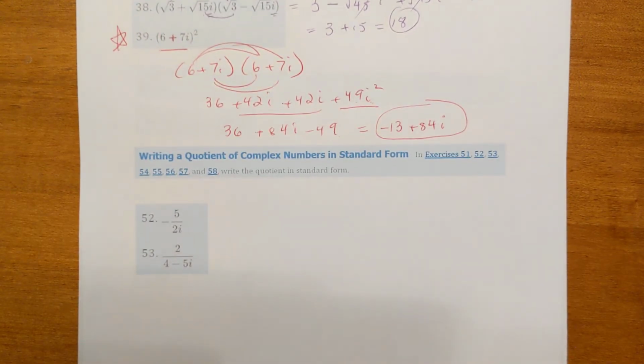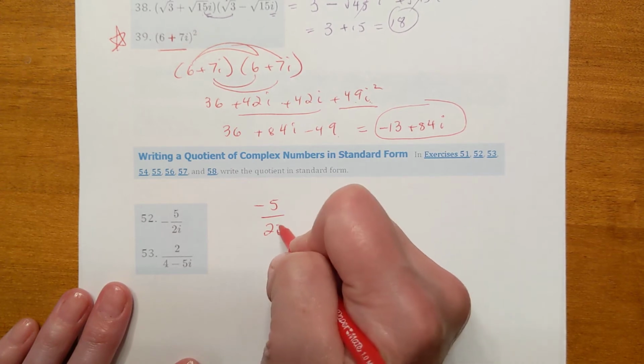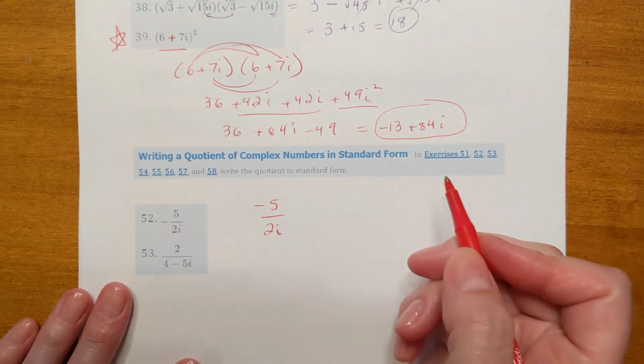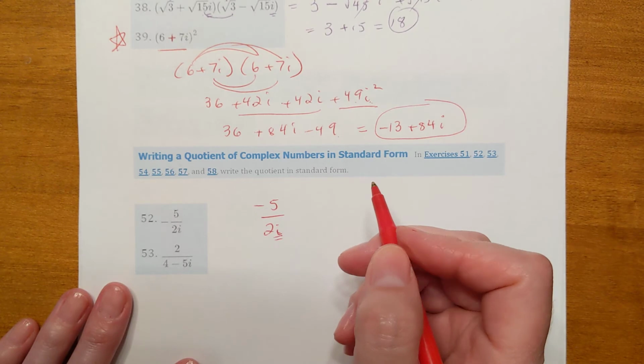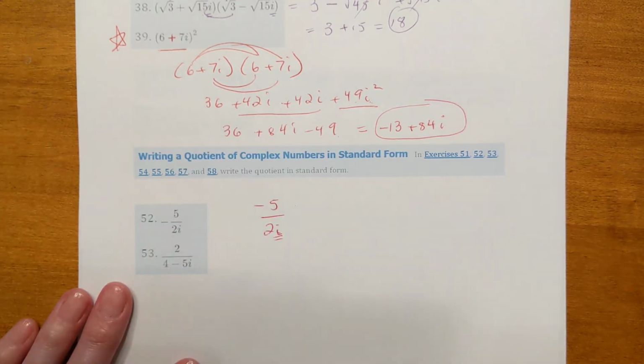Now this is not in standard form because it has the letter i in the denominator. It says negative 5 over 2i. You're not allowed to have a radical in the denominator, so we're going to rationalize it by just multiplying the top and bottom by the letter i. Just like we did when we had radicals.